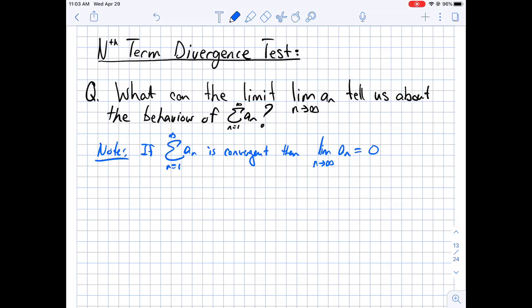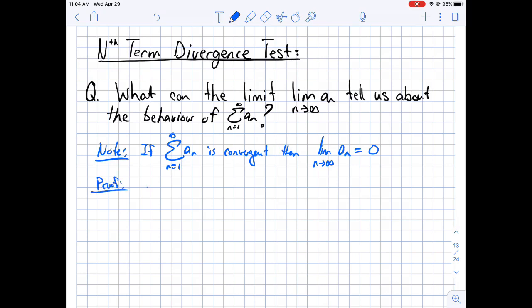Okay, so this is the first statement that we have, and it should make some sense to you when you first hear it, but what we're going to do is actually prove it. And this proof gets a little bit technical, okay, but our goal is to prove that anytime we have a convergent series, it must be that the limit of the terms being added up goes to 0. So let's take a look at that proof.